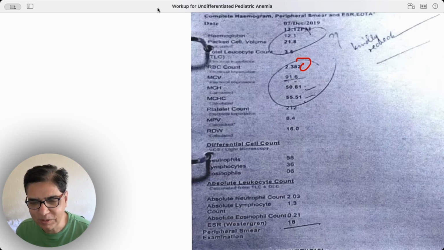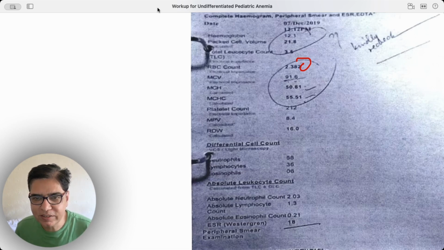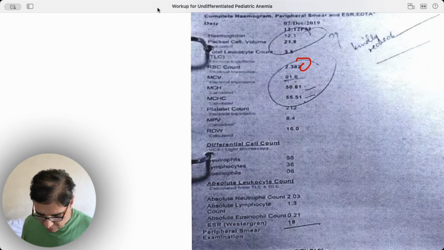So what somebody did was they heated the blood sample and did the test again, and everything came out to be normal. So another condition in which you can get this erroneous report, where things are not matching up with a very high MCH and MCHC, is what we call cold agglutinin disease.